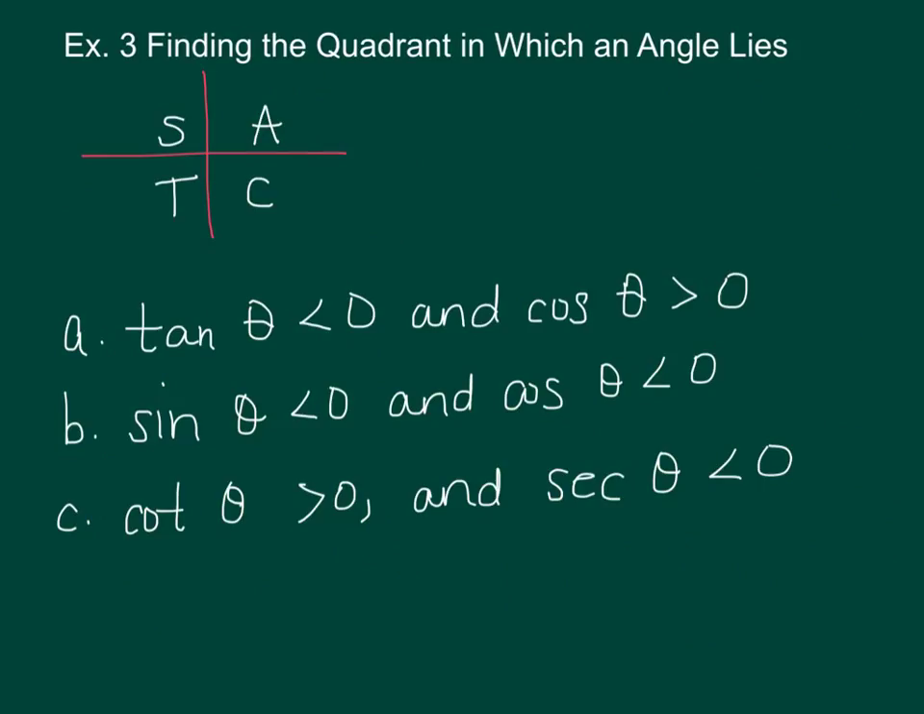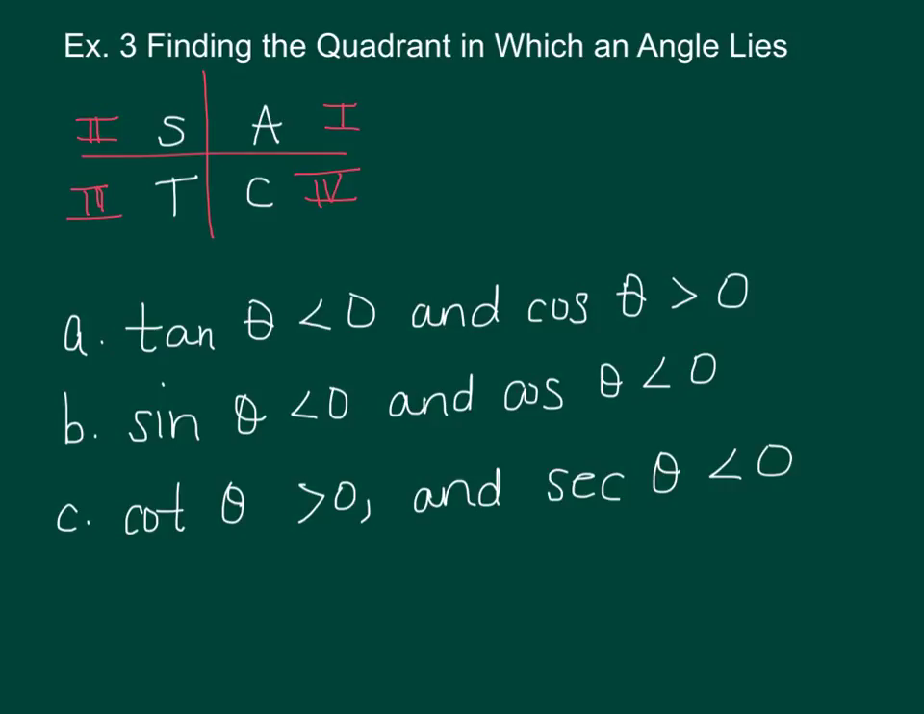Let's practice finding the quadrant in which an angle lies. Remember our acronym, A Smart Trig Class, because that's what you guys are. This is quadrant 1, 2, 3, 4. In quadrant 1, all the trig functions are positive. Quadrant 2, only sine and its reciprocal. Quadrant 3, only tangent and its reciprocal. In quadrant 4, only cosine and its reciprocal.